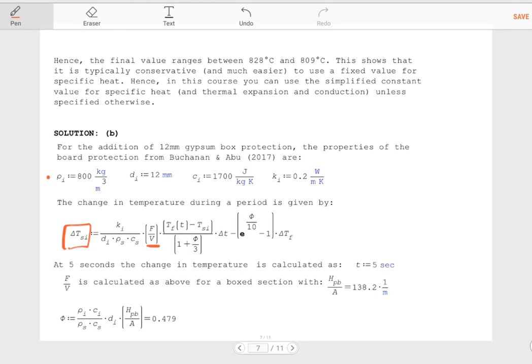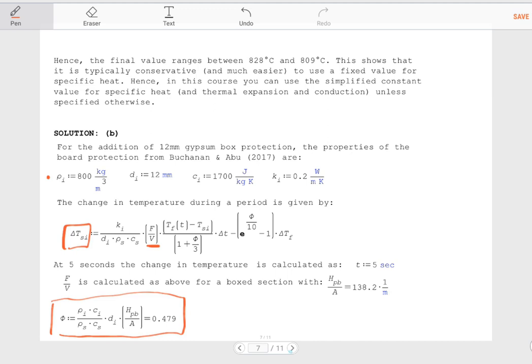We do need this factor called phi. Phi accounts for both the steel properties, the insulation properties, and the section factor. And putting it all together, it influences then the rate of temperature rise in our section.